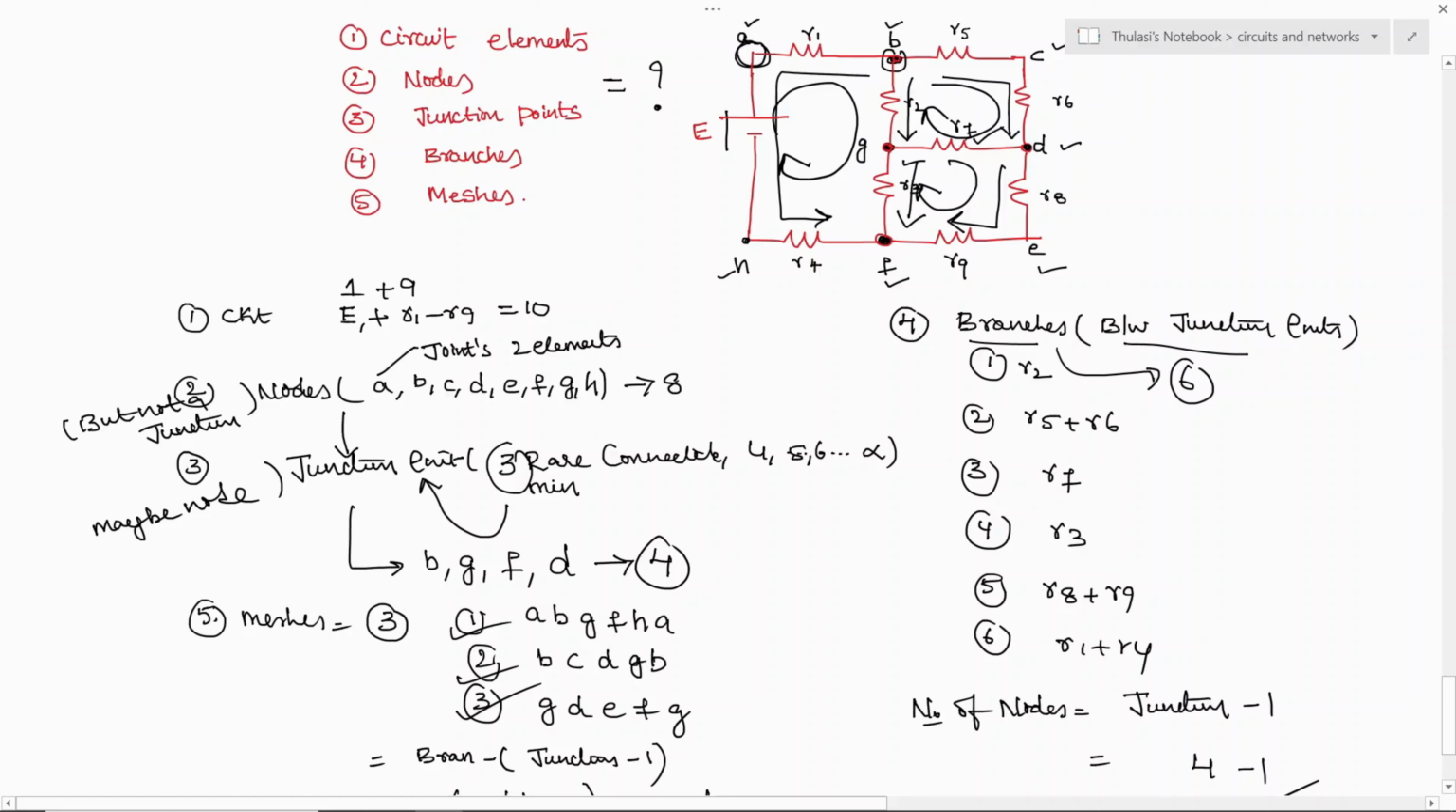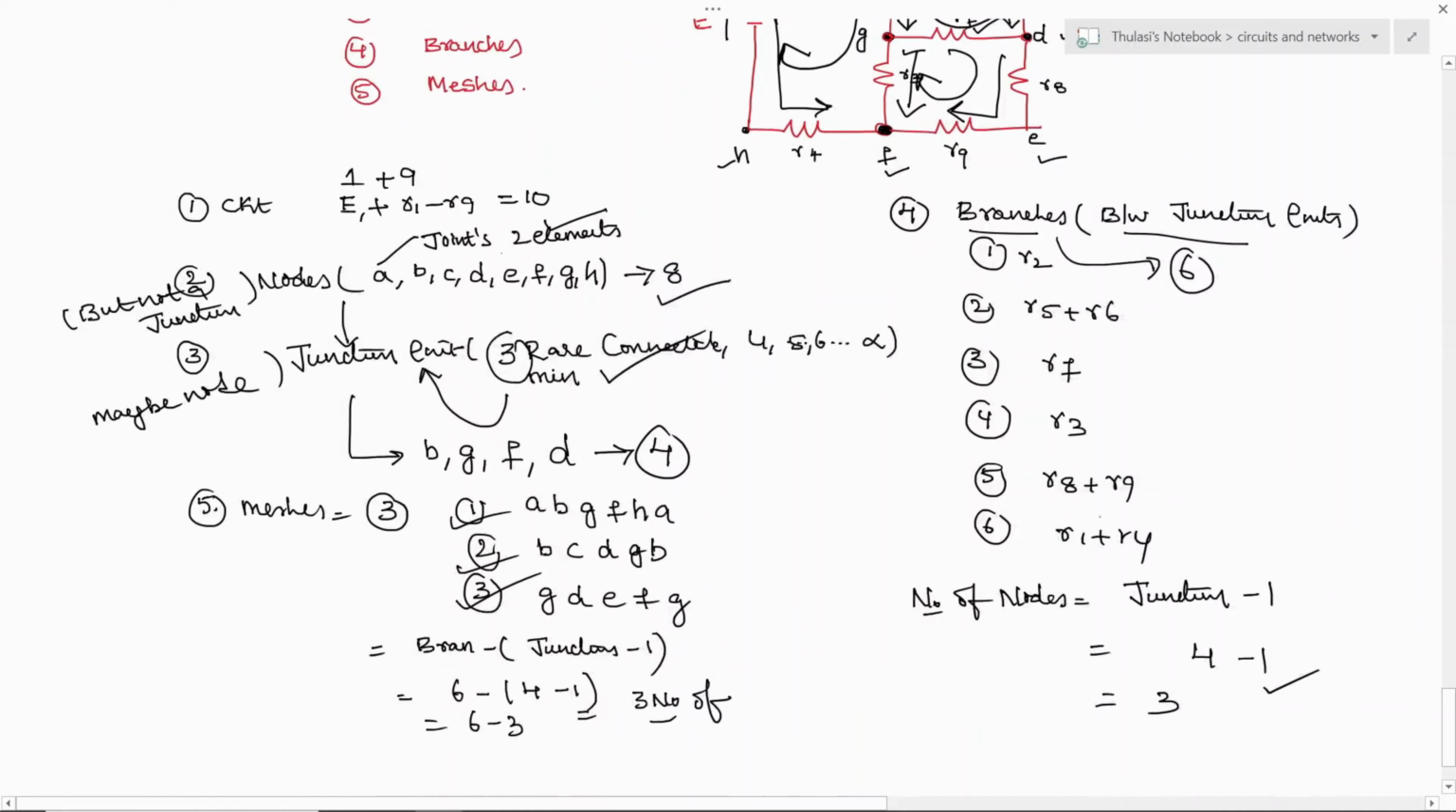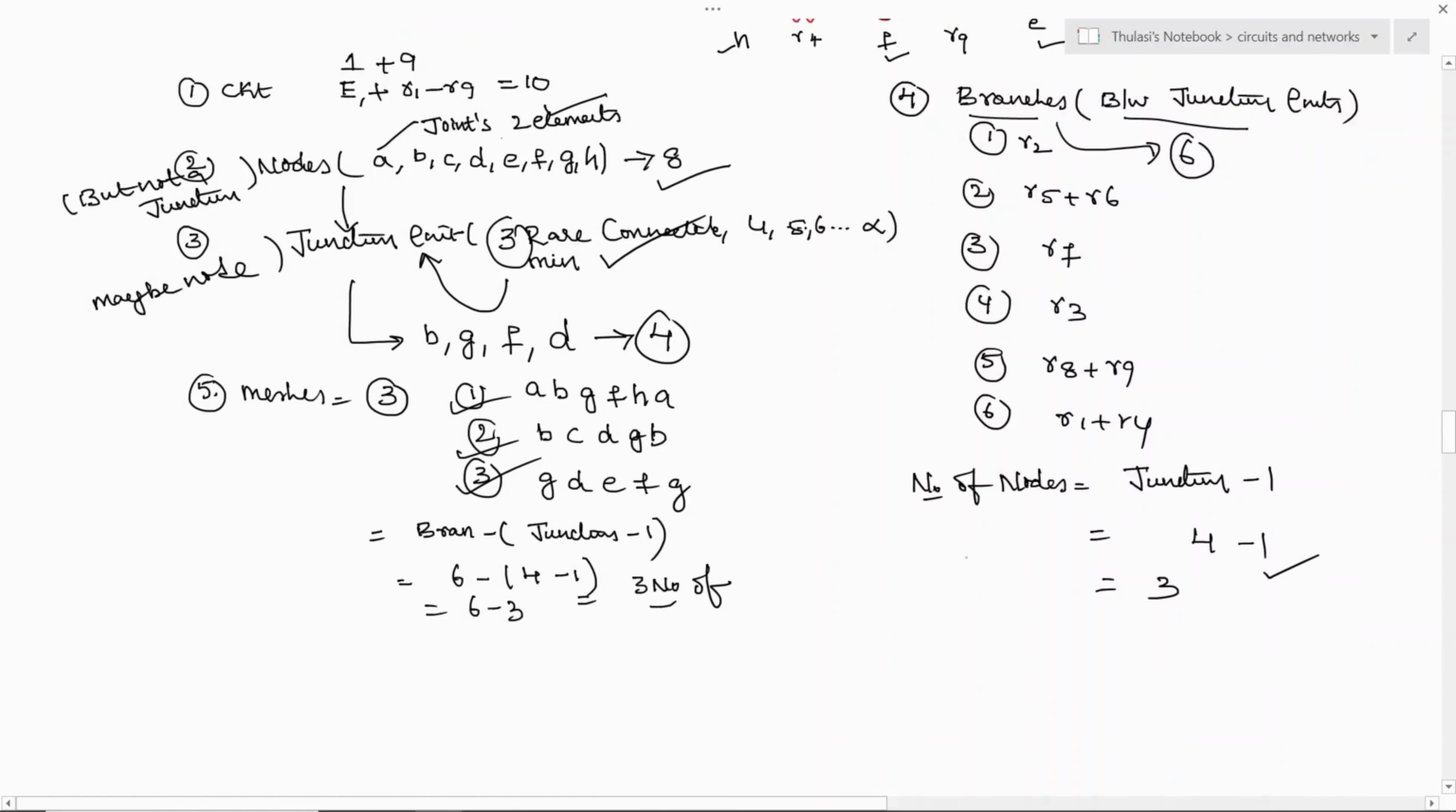Totally, I would like to review the problem. Totally 10 elements are there. Totally 8 nodes are there. 4 junctions are there. 3 meshes are there, and 6 branches are there. Hope you understood that the number of nodes is equal to junctions minus 1.